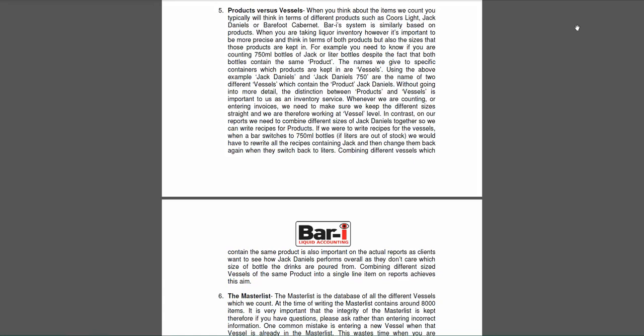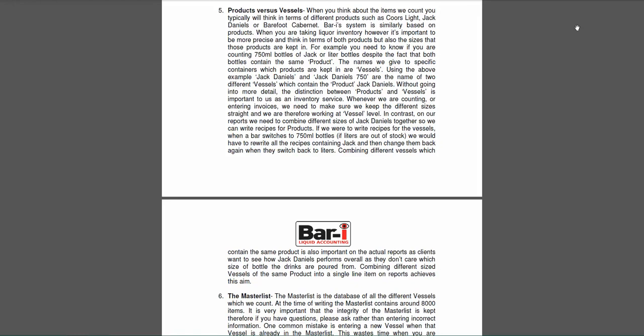So let's think about this. When you start thinking about products which we're going to track, for instance Coors Light or Jack Daniels or Barefoot Cabernet, you think in terms of, okay, I'm going to see how those products are doing at my bar, and those are products. Similarly, our system is based on tracking products and reporting how products perform at a bar. However, in practical terms, when you are counting products or entering the invoices, it's relevant to think about what sizes they're kept in.